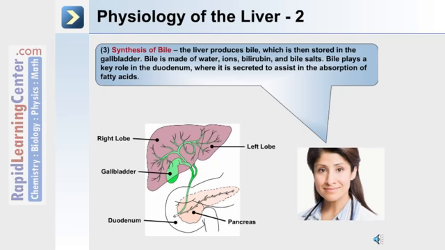The bile produced by the liver is stored in the gallbladder. Bile is made up of water, ions, bilirubin, and bile salts, and it plays a key role in the duodenum, where it's secreted to assist in the absorption of fatty acids.